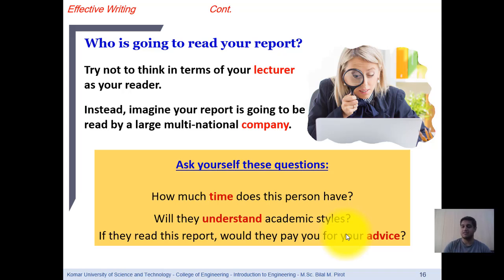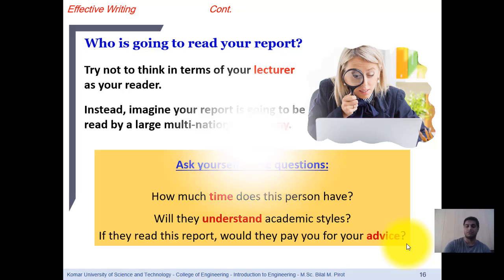Okay, will they understand academic styles? So if you are writing a report for someone that's not an academician and you are using some academic principles for writing your reports, it means you are wasting your time. So you should know if the reader understands your style or not. Then if you know that they can't understand your style, you should change the style of the report. If they read this report, will they pay attention to your advice? So if you, for example, prepared a report for recommendation of solving a specific problem, will they pay attention to your advice? This is very important to focus on while writing a report.